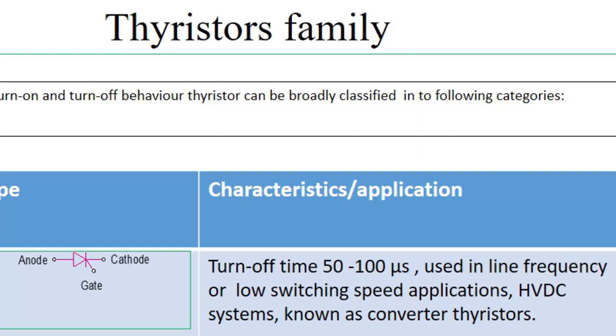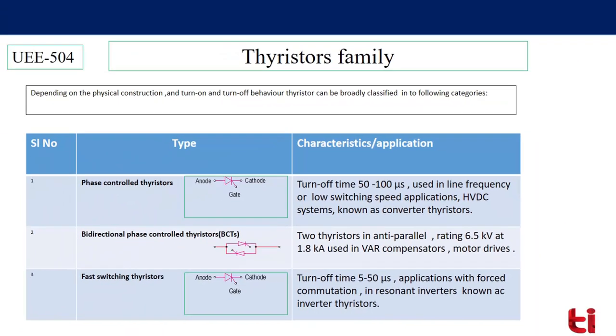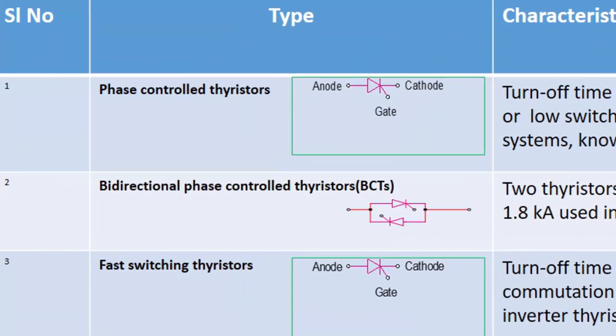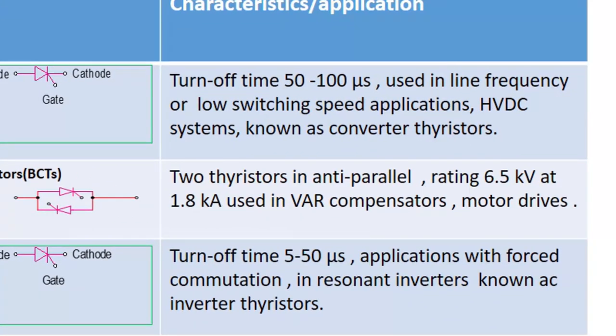Now, if the thyristor is used for AC applications, then there is a requirement of bidirectional current flow. For that, scientists developed the bidirectional phase controlled thyristor. It is nothing but two anti-parallel thyristors. The rating of this thyristor is up to 6.5 kilovolt at 1.8 kiloampere, and it is used in volt ampere reactive compensators. That means reactive power, if it is required to compensate in different types of loads.